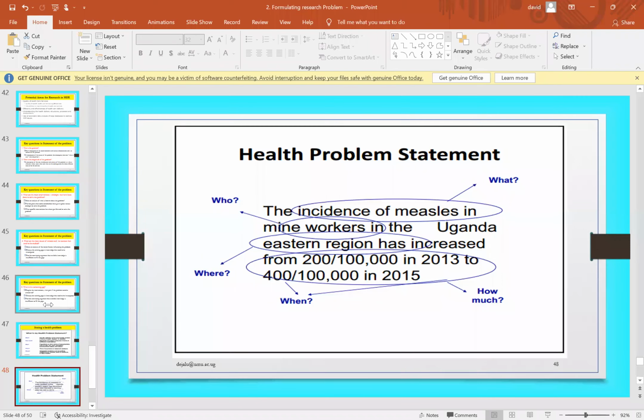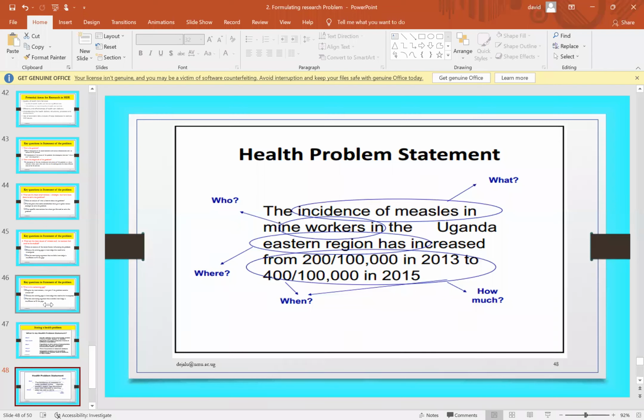When, 2013 to 2015. How much? From 200 to 400. So the entire thing is a health statement. Now it describes the nature of our problem, including the magnitude.